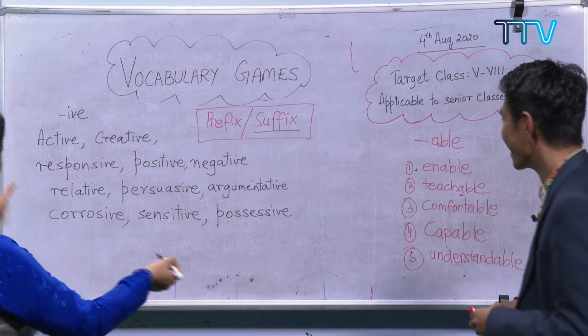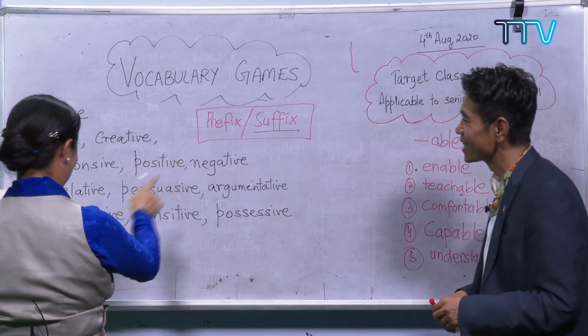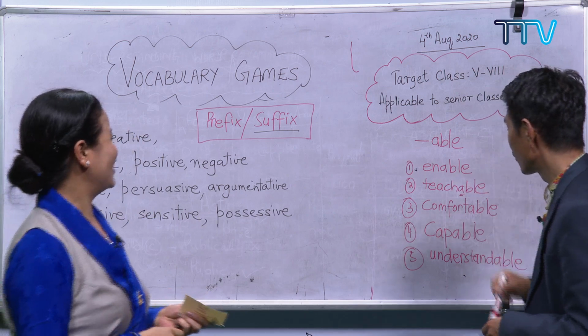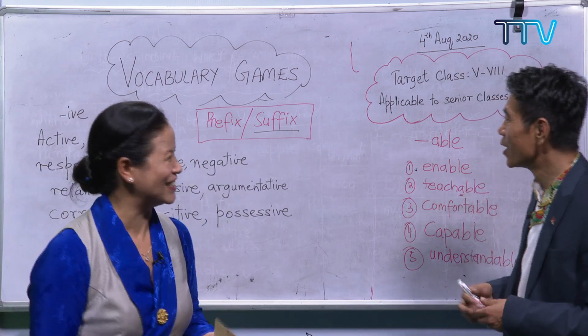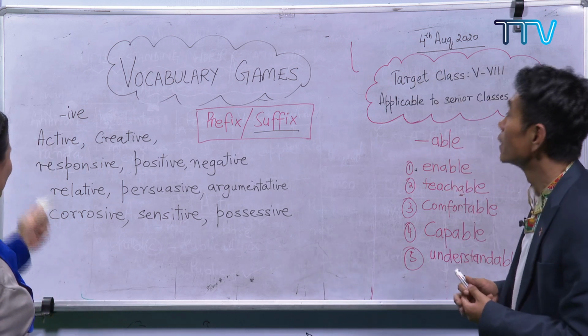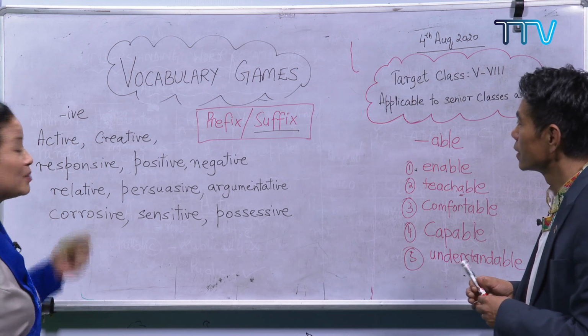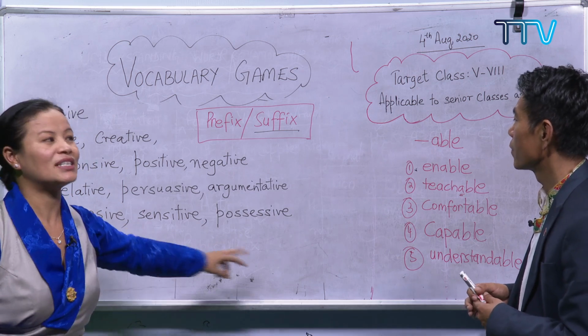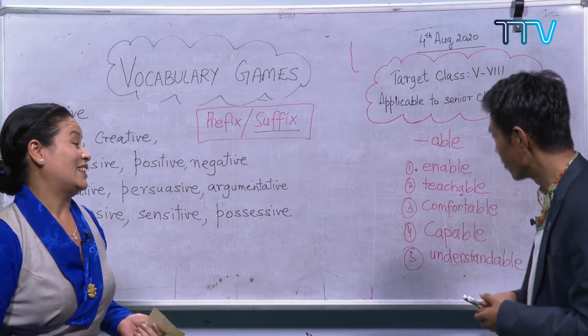See, I got 1, 2, 3, 4, 5, 6, 7, 8, 9, 10, 11. So you got 1, 2, 3, 4, 5. I got only 5. I got 11. So what are the words you have? Active, creative, responsive, positive, negative, relative, persuasive, argumentative, corrosive, sensitive, possessive. Whole lot of words, yeah?